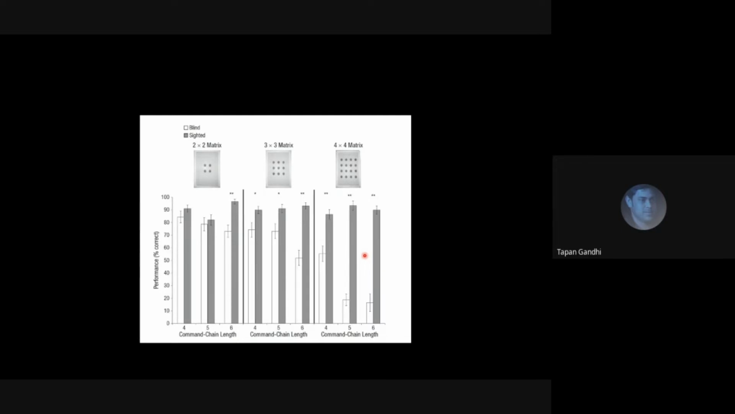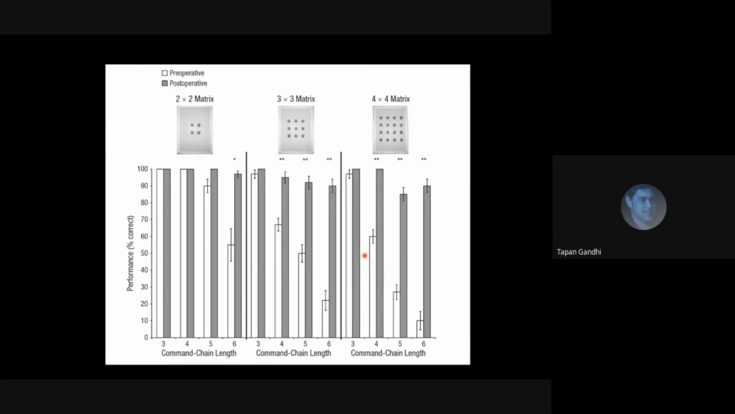Then what I did, I restored sight to the blind. That means the blind, those who were not able to see, can see. And then after 4 months of their sight restoration, I conducted the study again, and this is only with the blind. So I compare here, the white bars are pre-operative, pre-operative means before the operation, and the black ones are after the operation.